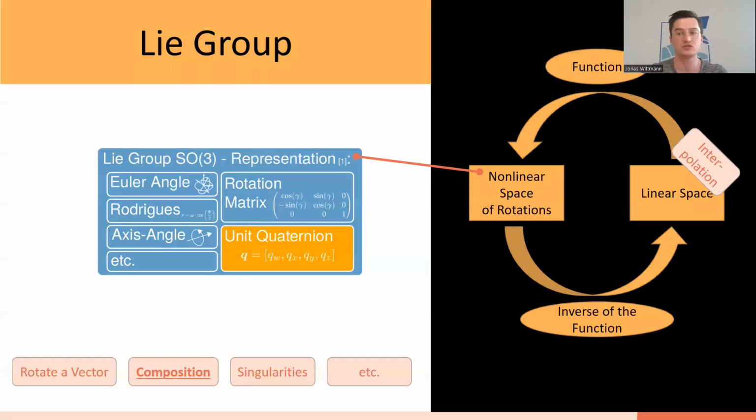The nonlinear space of rotations is the special orthogonal group of 3 dimensions, short SO3. This is a Lie group. To work with elements of that group, we need to define a representation, for example, rotation matrices. The choice depends on the application. In robotics, we need to concatenate transformations a lot. That is, we need to compose 2 rotations to compute a new rotation. For this composition, unit quaternions are computationally efficient, and therefore we represent rotations with unit quaternions.